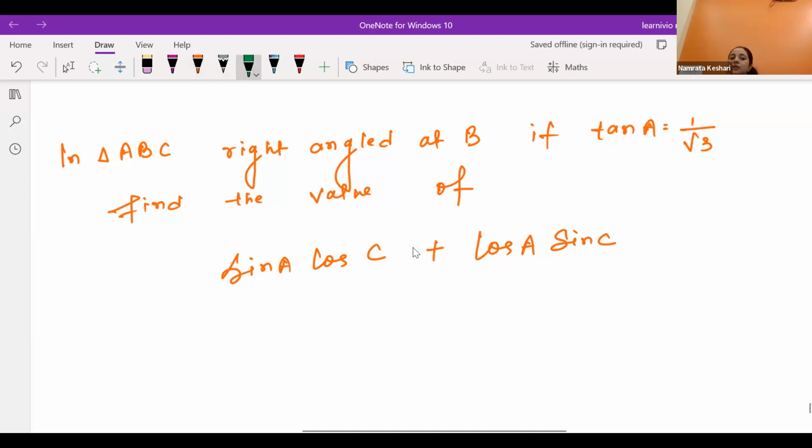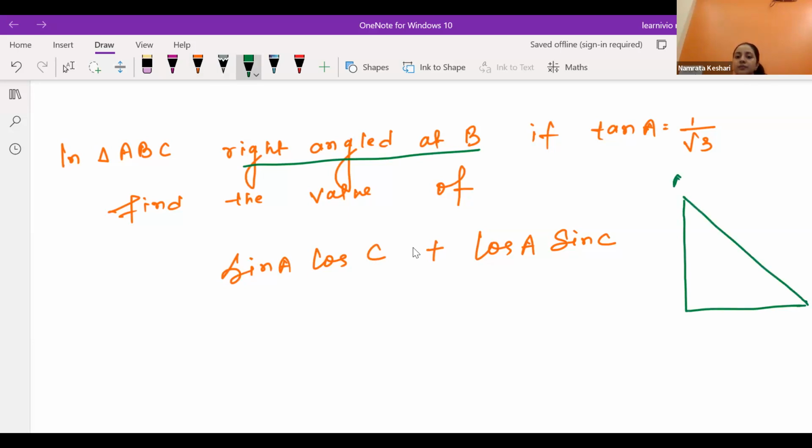At first, we will draw a right angle triangle. Here it says that it is right angled at B, so we will maintain that. We still have to focus on angle A. Angle A is the given angle. According to angle A only, we will decide which one is the opposite side and which one is the adjacent side. So tan A is given as 1 by root 3.